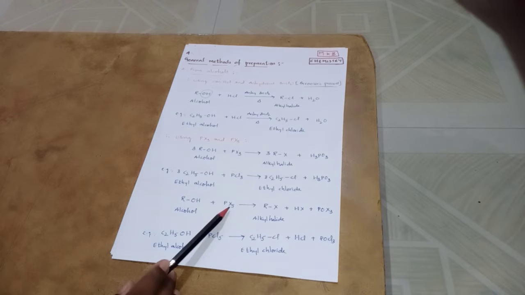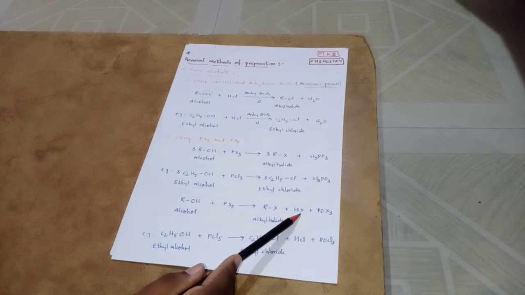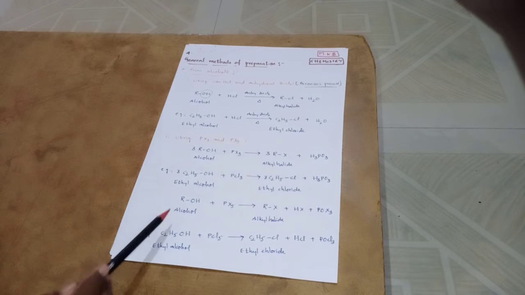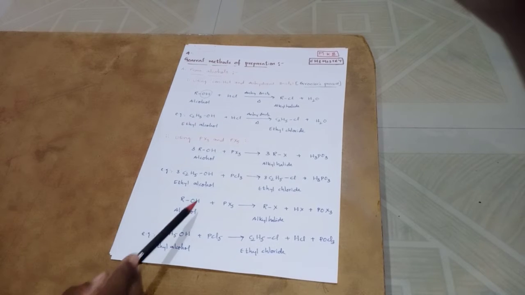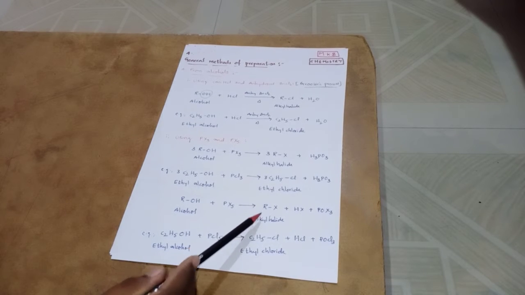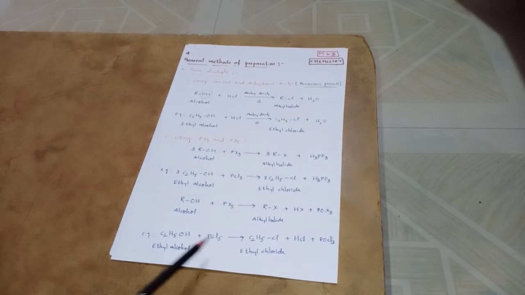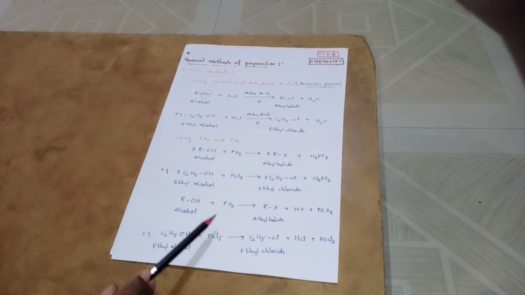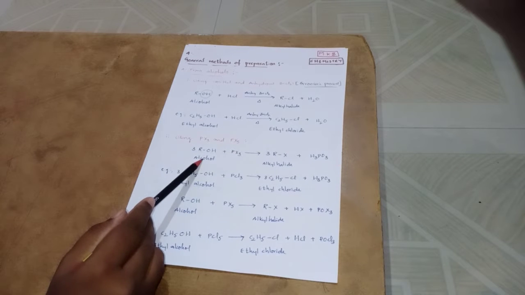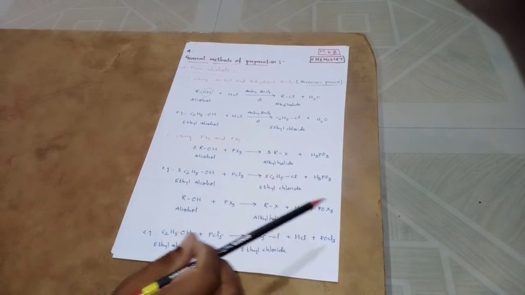Similarly, with phosphorus pentahalide, again we get an alkyl halide, but the byproducts are different. Here, hydrogen halide and phosphorus oxytrichloride. So in place of R, C2H5: C2H5OH plus PCl5 gives rise to C2H5Cl plus HCl plus POCl3. So ethyl alcohol gives ethyl chloride. This is the preparation of alkyl halide from alcohols using phosphorus trihalide and phosphorus pentahalide.